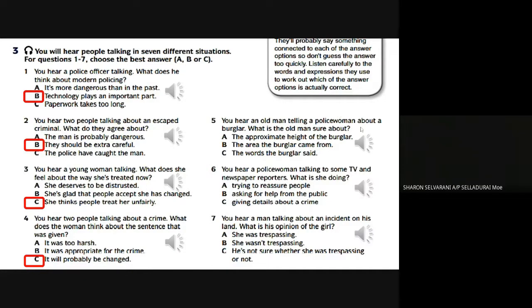Okay, let's look at number five. Before that, you hear an old man telling a policewoman about a burglar, right? A burglar means a person, a thief. What is the old man sure about? The approximate height of the burglar, the area the burglar came from, or the words the burglar said. You hear an old man telling a policewoman about a burglar.